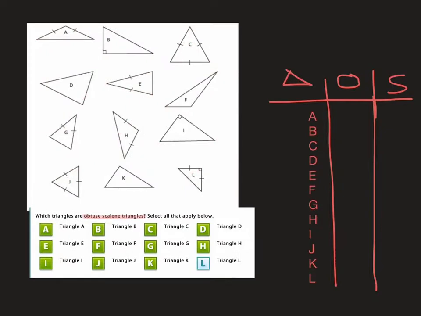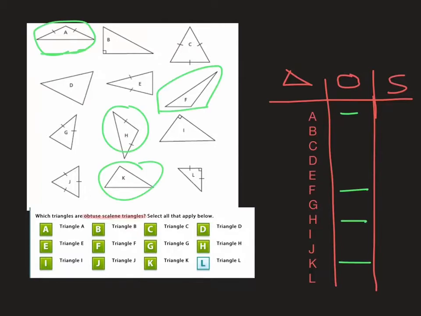All right, now they're asking us to find the triangles that are obtuse and scalene. So if we look back at our obtuse triangles, we remember that triangles A, F, H, and K were all obtuse, but now we're looking for obtuse scalene. So A would not apply because A is isosceles, so A would not count. I would cross that out.